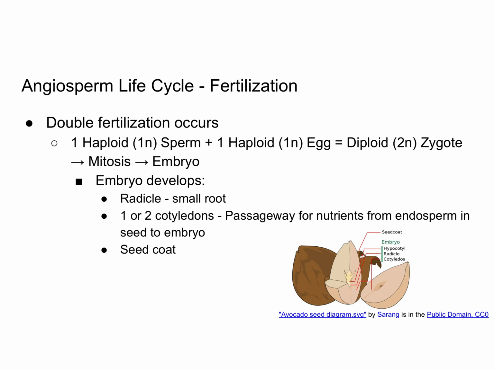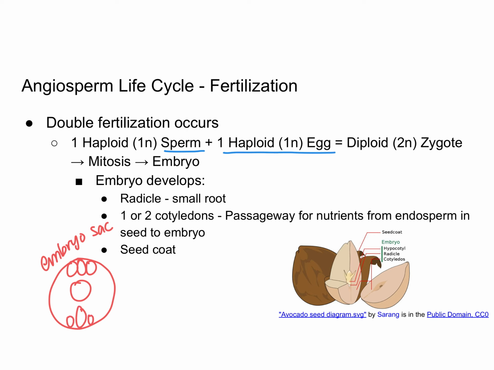Now, the other sperm cell from the pollen grain is going to fuse with the haploid egg, because remember, in the embryo sac of the female structures, we had those 3 antipodal cells, that central cell, which has now turned into the endosperm, and then we have an egg with 2 synergids. So this cell right here is the egg cell. And the egg cell is haploid, so it's got 1 N.